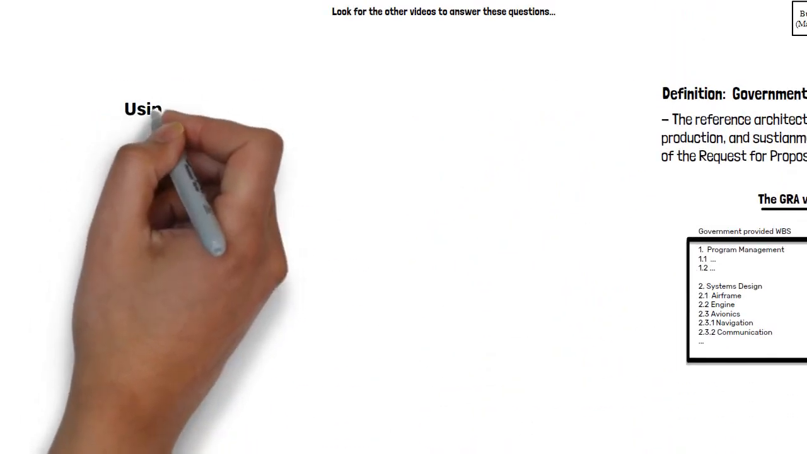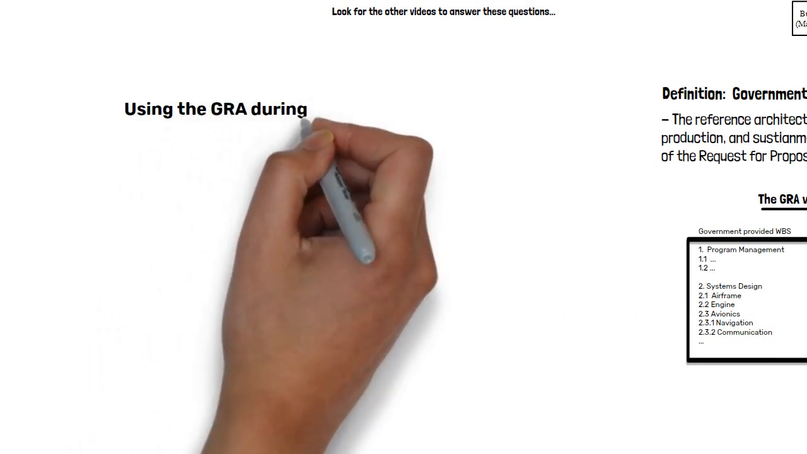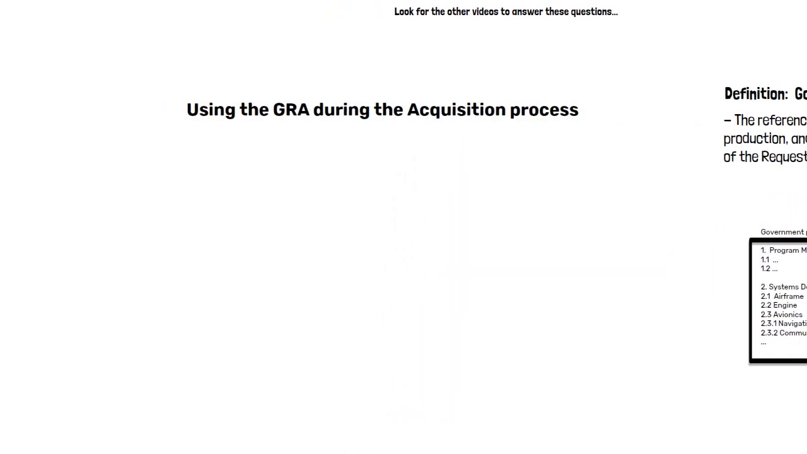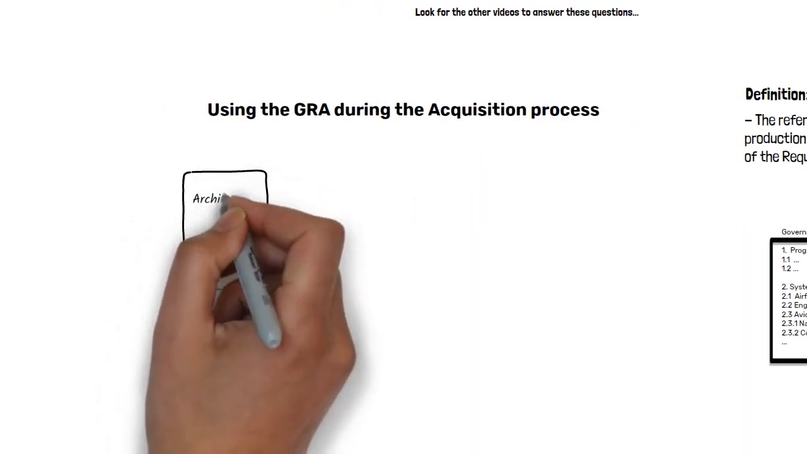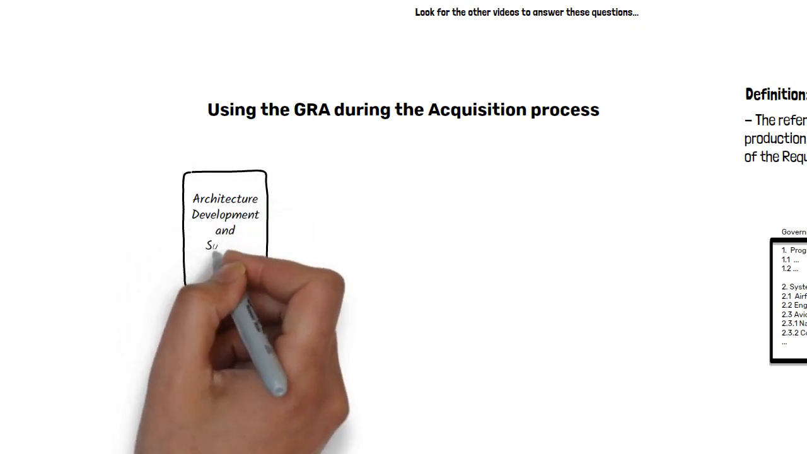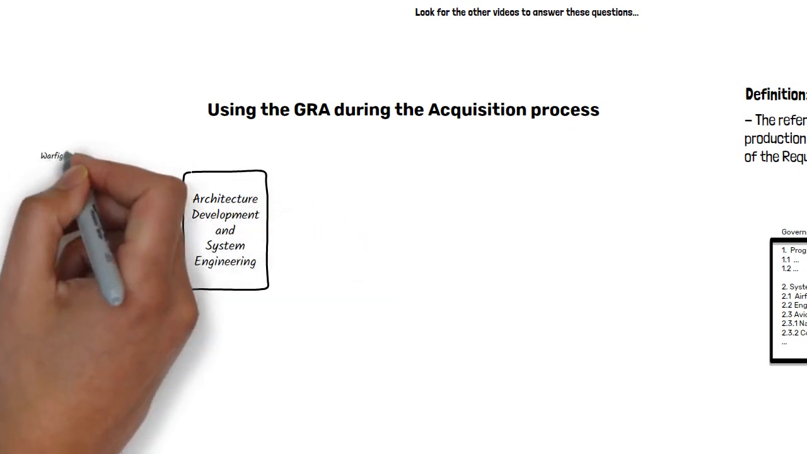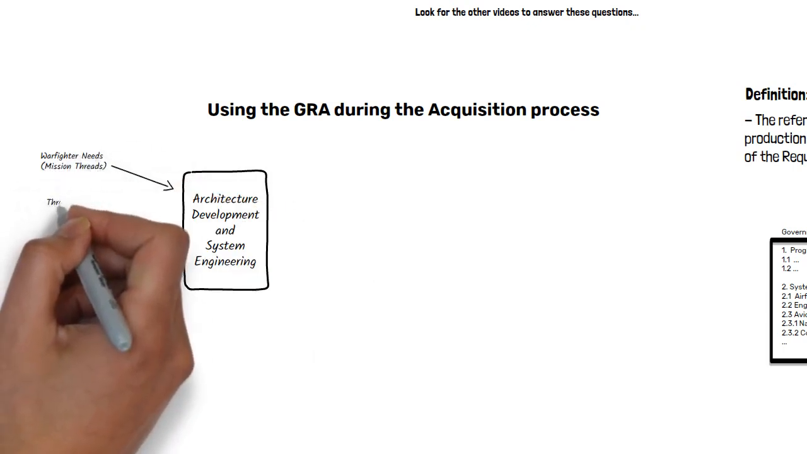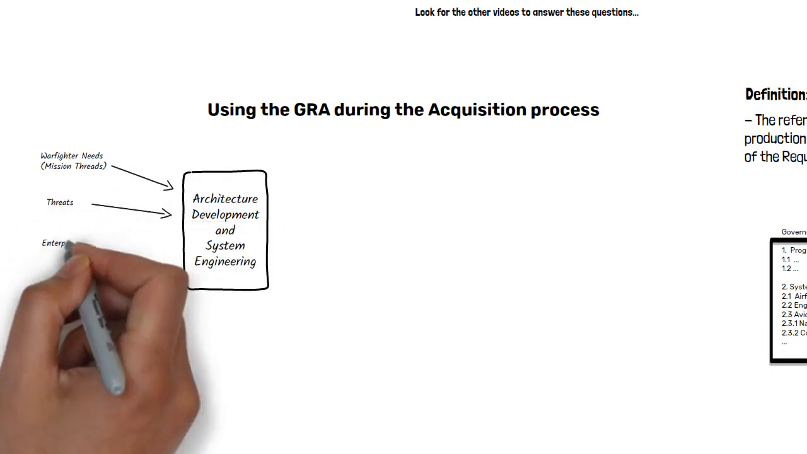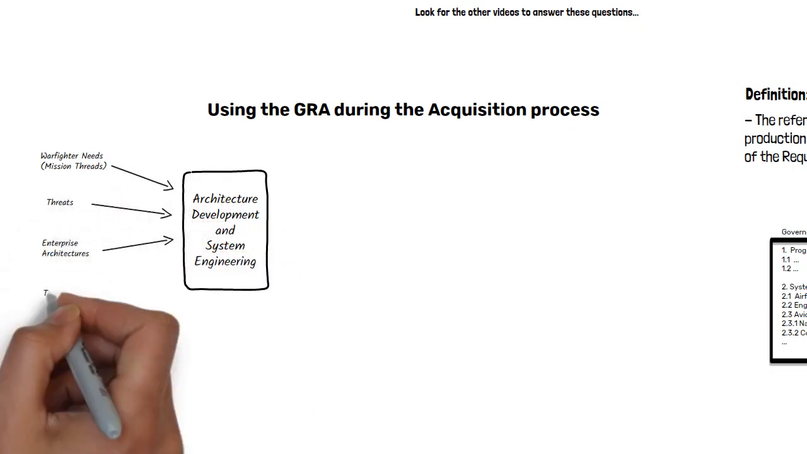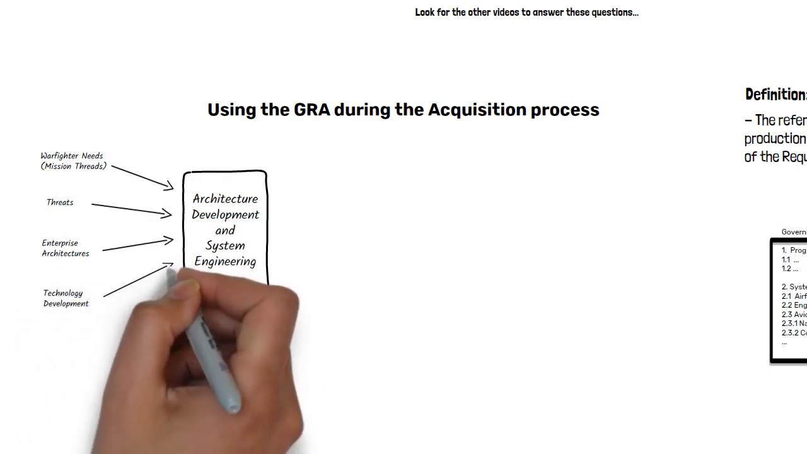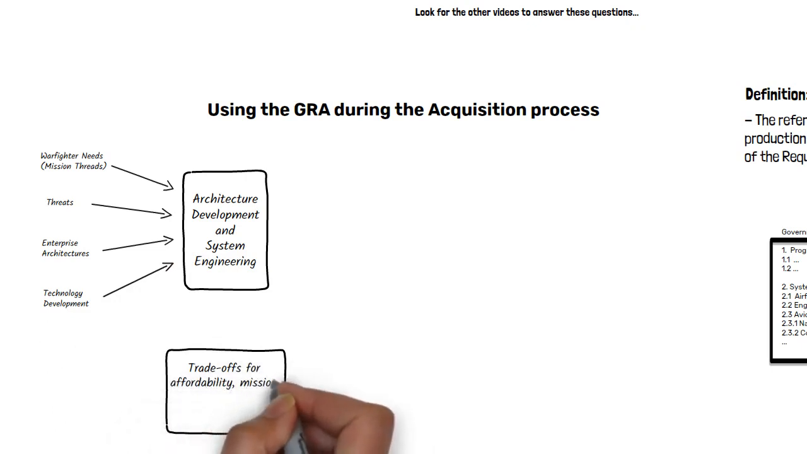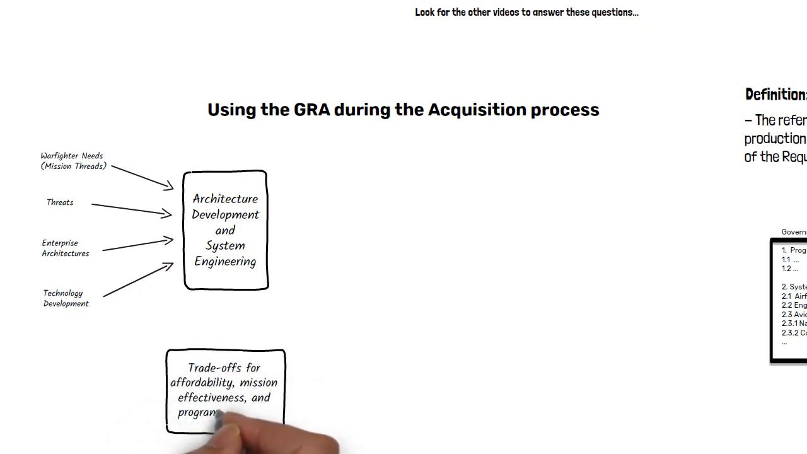To explain how the government reference architecture will be used by the programs during acquisition, let's put together a diagram to show how all the pieces work together. At the beginning, the architecture of the system is built based on the requirements coming in from several sources, including the warfighter needs defined in mission threads, the threats to the system, the overarching enterprise architectures, and any new technology developments. All these requirements are then analyzed as trade-offs for affordability versus mission effectiveness, and to determine programmatic risk.